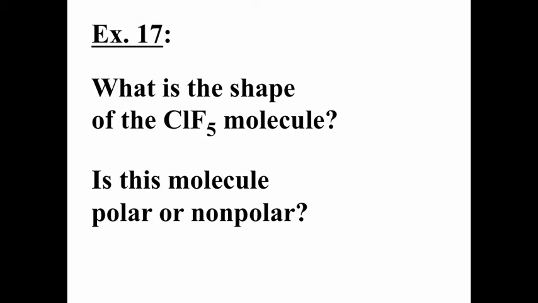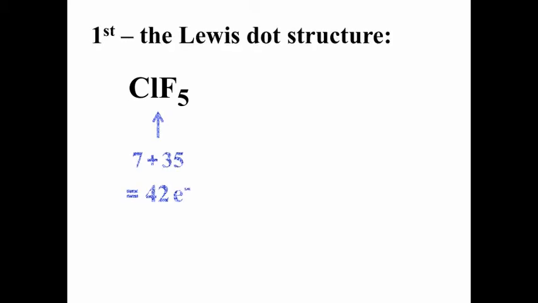So let's do another example. What's the shape of a ClF5 molecule, and is this molecule polar or nonpolar? Chlorine pentafluoride is the molecule, and what you want to do first, think about it a sec, and hopefully you would say, draw the Lewis dot structure. The Lewis dot structure is going to have 7 valence electrons for chlorine, 7 times 5 or 35 valence electrons for fluorine, 42 total, and you might want to pause and draw the structure.